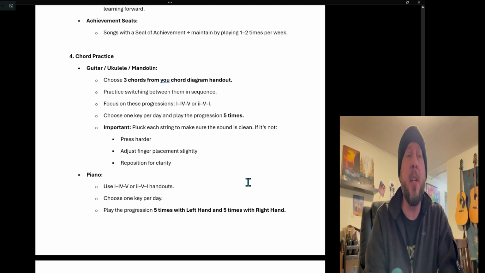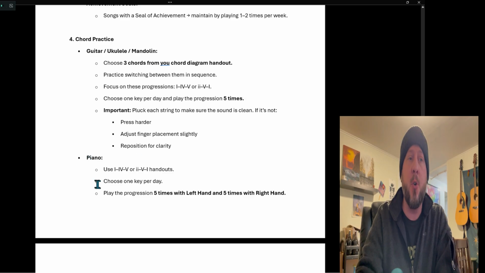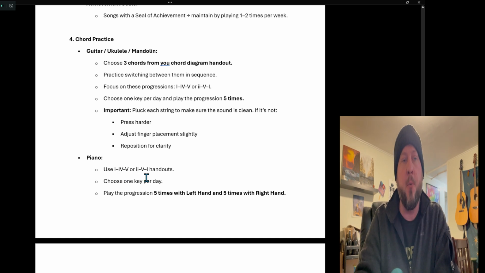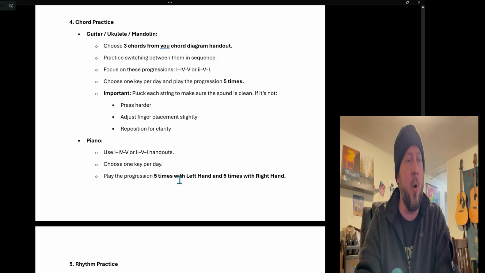All right, next up on the daily practice routine is going to be chord practice. Again, we are going to be doing this for piano, so right here is where we want to focus. You're going to use the 1-4-5 or a 2-5-1 handout. You're going to choose 1 key per day to play in. You're going to play that progression 5 times with the left hand and then 5 times with the right hand.